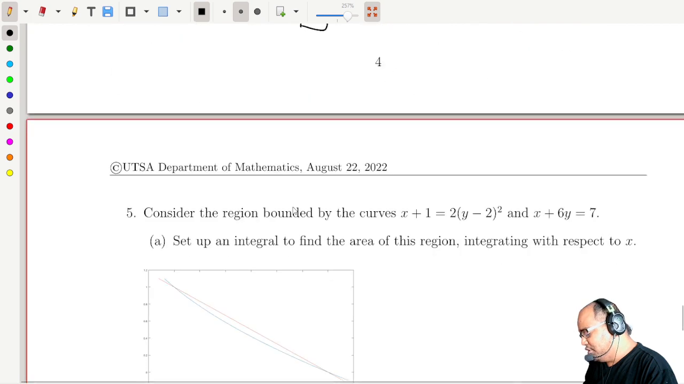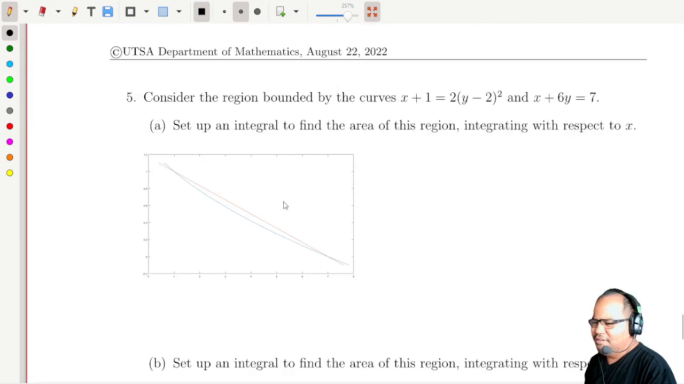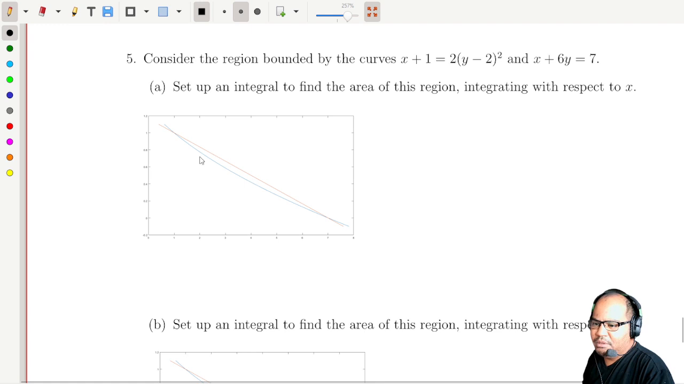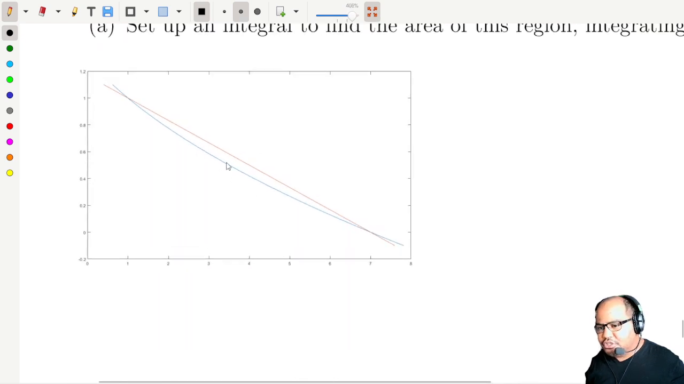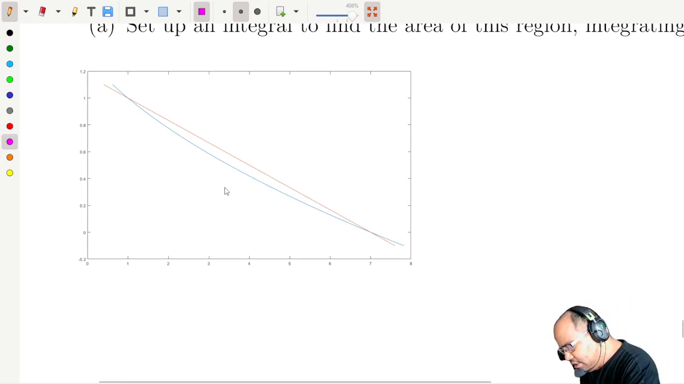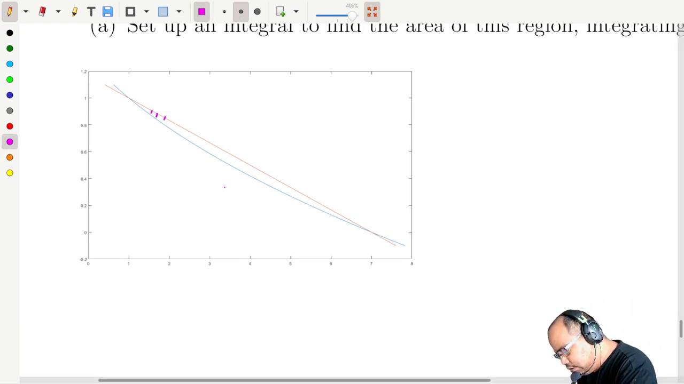So we have one more here. It's a very thin region. I tried my best to graph this here, but let's actually punch in a little bit here. It's this very, very small region here between the line and the parabola. So let's go ahead and do the same thing here. We'll just go ahead and color in our thin sliver of plane here.